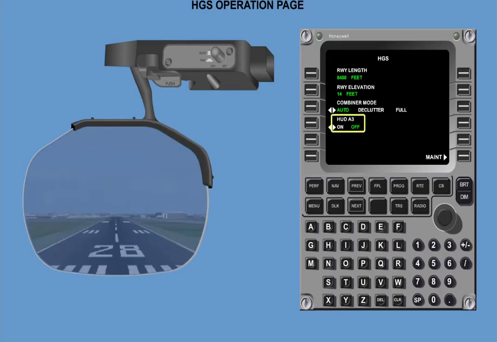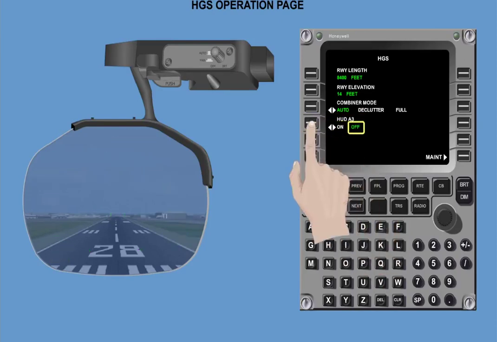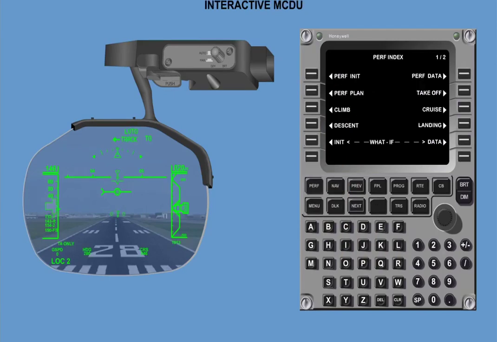HUD A3 control. On the HGS page, push the LSK next to HUD A3 to turn on or turn off the head-up display. Now, you can interact with the MCDU HGS menu page. Explore the functions which you have learned.